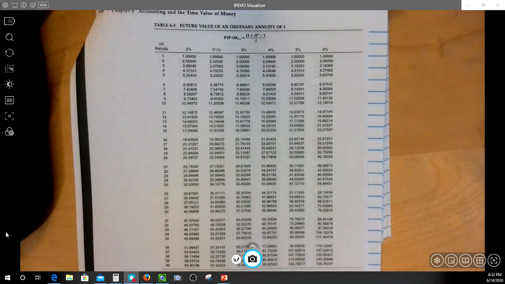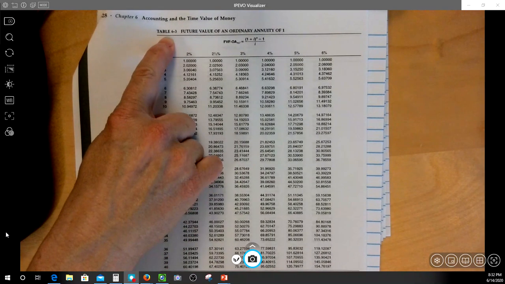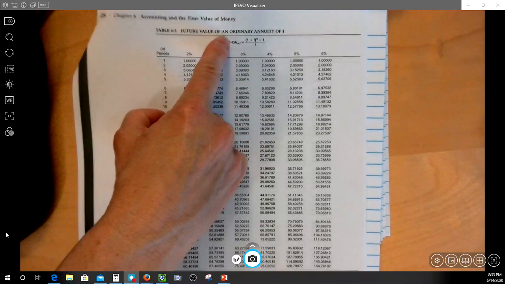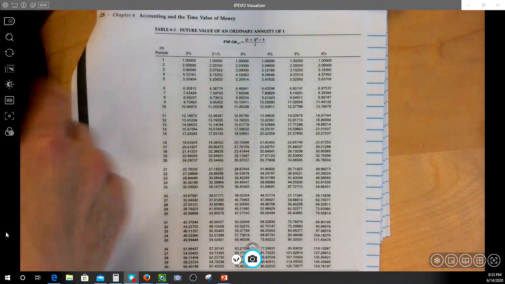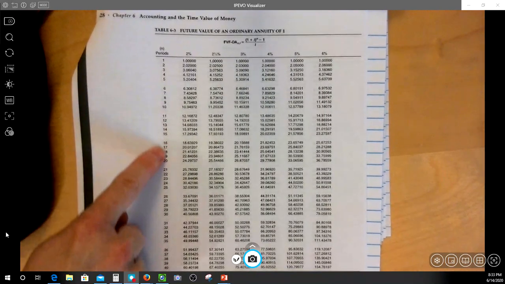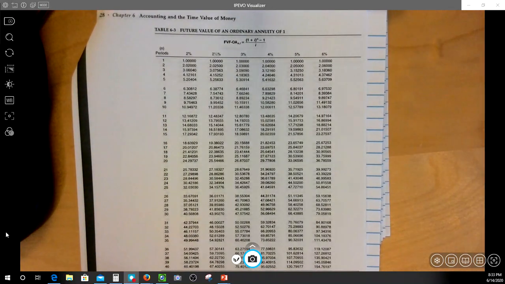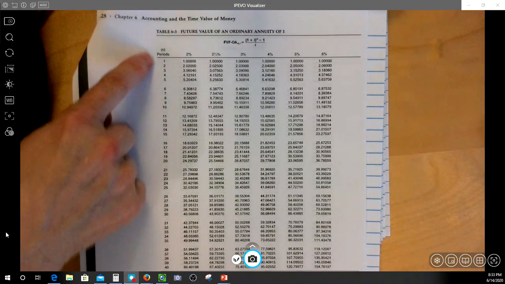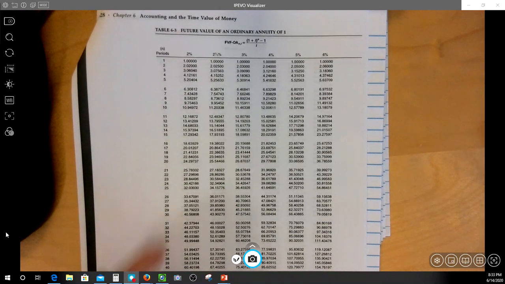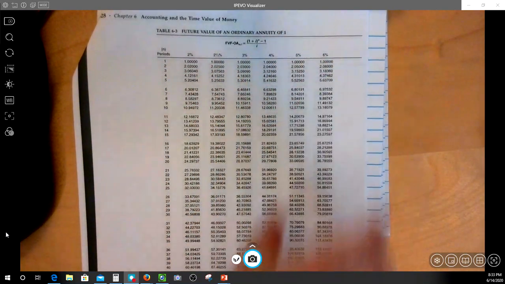I'm going to pull out my table and show you the future value table of an ordinary annuity. Okay, so this is what the table looks like. Here's table 6-3, future value of an ordinary annuity of 1. Again, ordinary annuity, these are payments that come at the end of the period. We have our periods of time down here, the number of compounding periods. Again, these aren't years unless the compounding period is a year. And then all of our interest rates are up at the top.